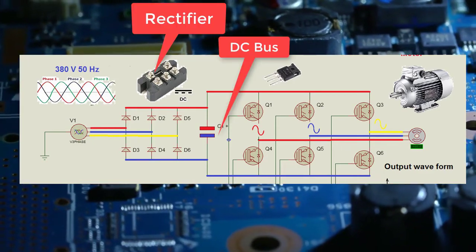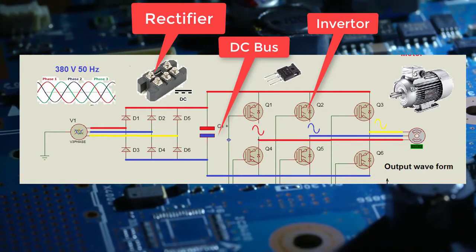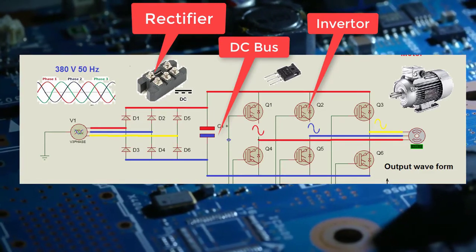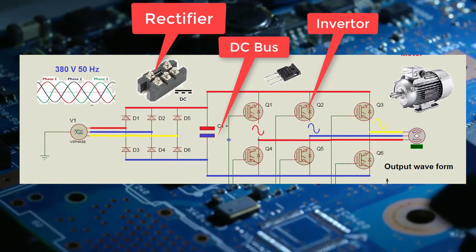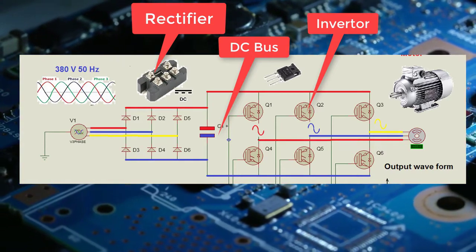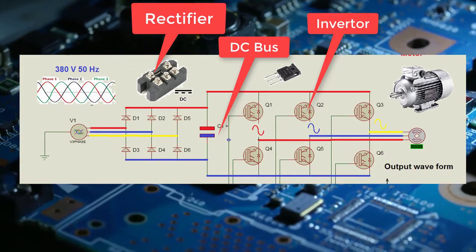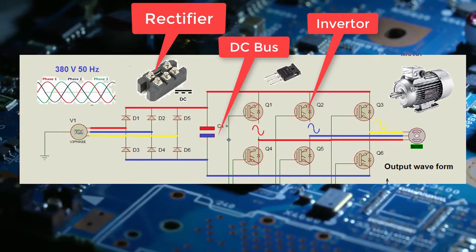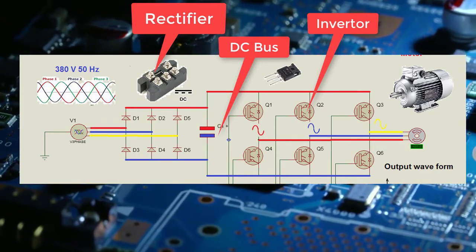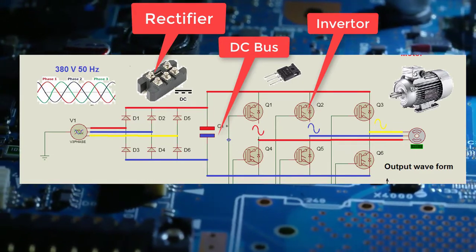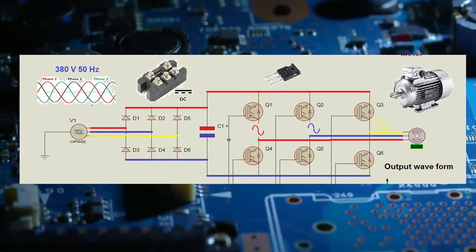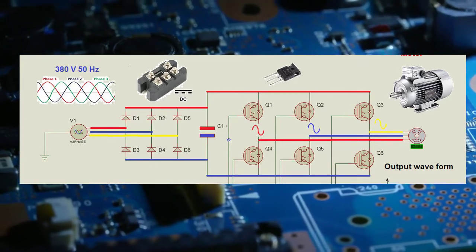In short, we can say that we have 3 elements in that. First of all is rectifier, and then DC bus system, and then inverter. In rectification process, we have 6 diodes, and the role of these diodes is just to convert AC signal to DC signal. As this DC signal is not very nice and clean, it's a bit choppy signal, that's why we are using a capacitor. So in the DC bus, we are using a capacitor to clean that DC signal.